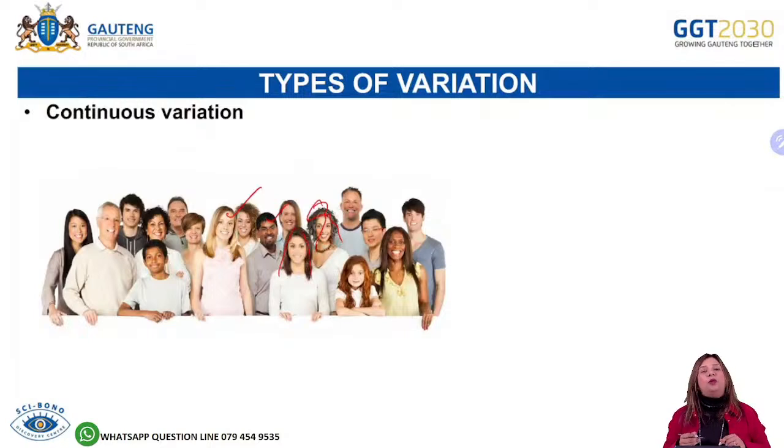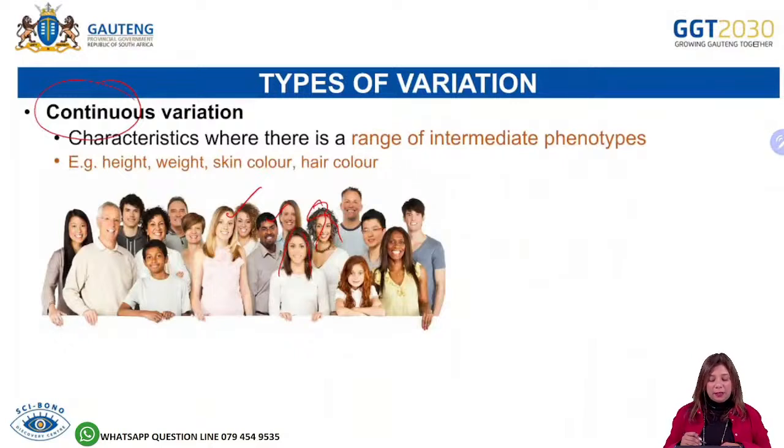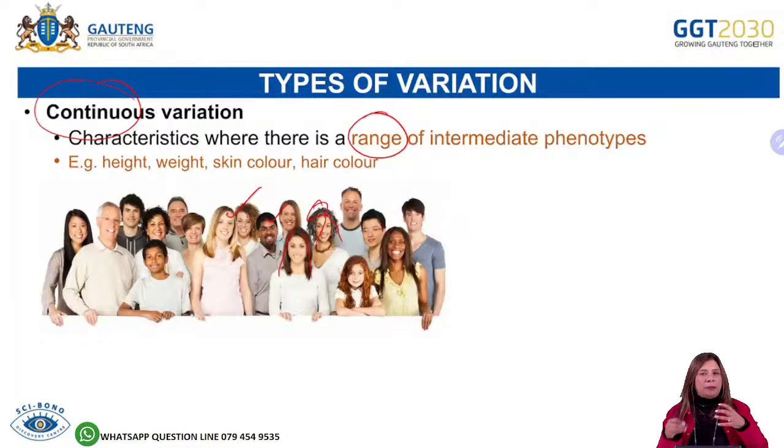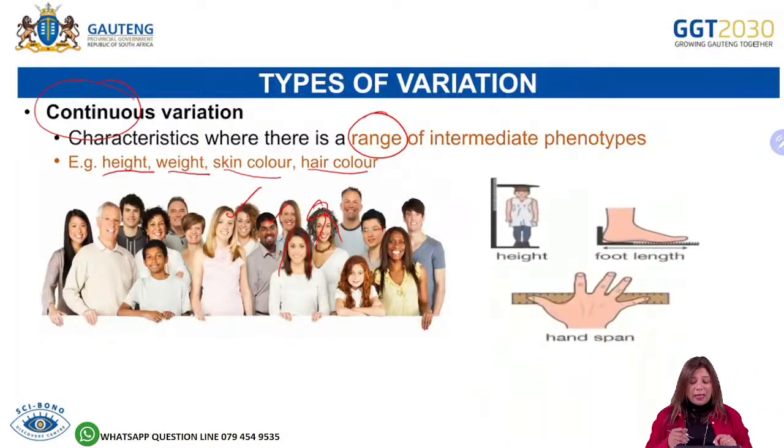And this is what we call continuous variation. So continuous variation basically is characteristics where there is a range. Now I want you to remember the word range, because when it comes to continuous variation, it's something you can measure with numbers. Like for example, height, weight, skin color, hair color, things like shoe size.